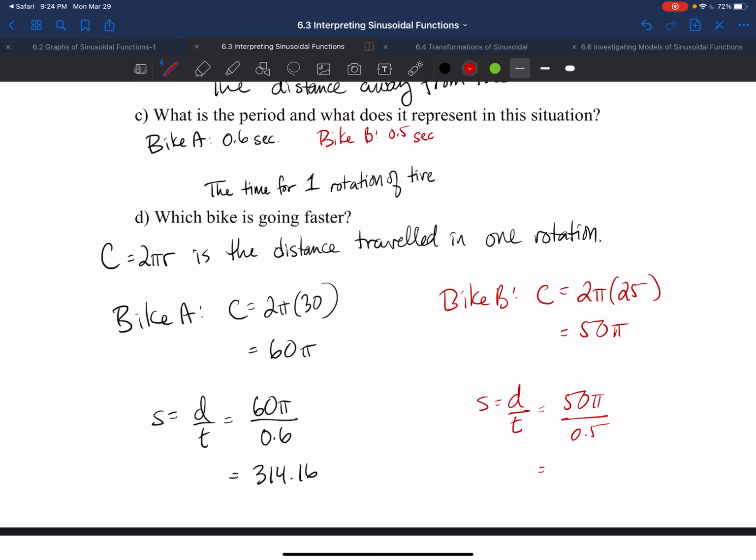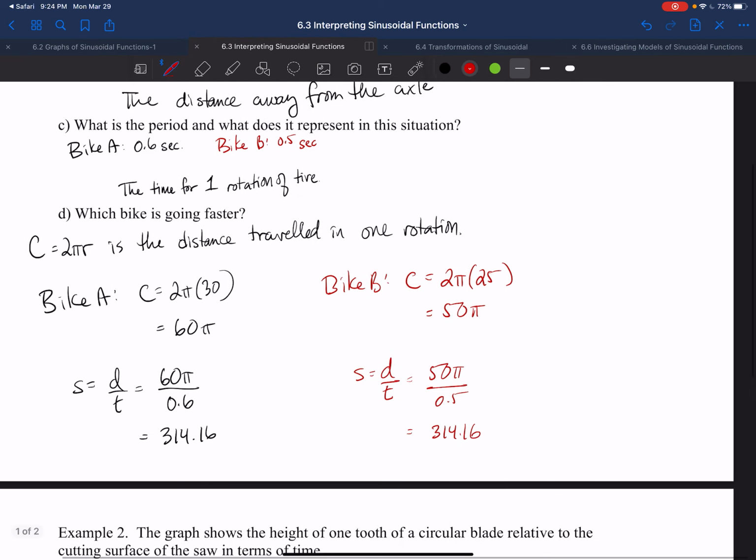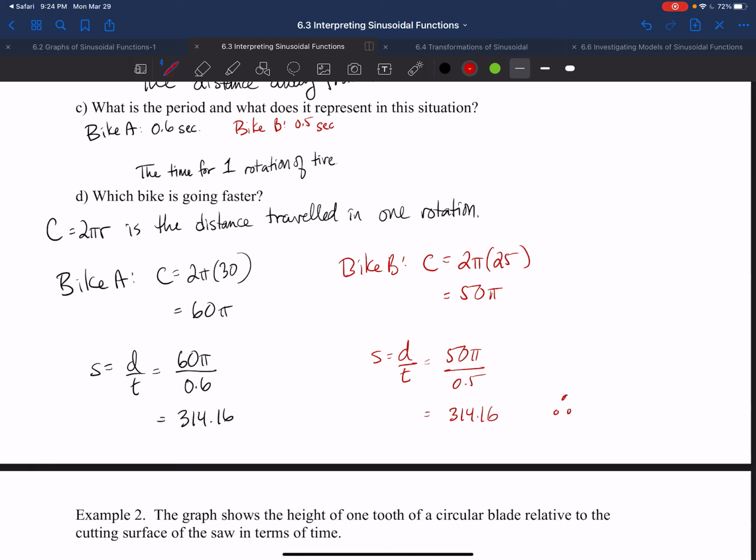So that will be 50 pi, the same thing. So their speed is the same.